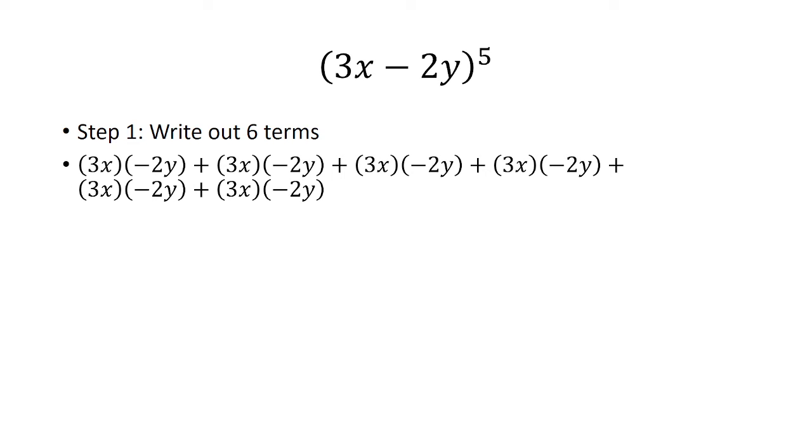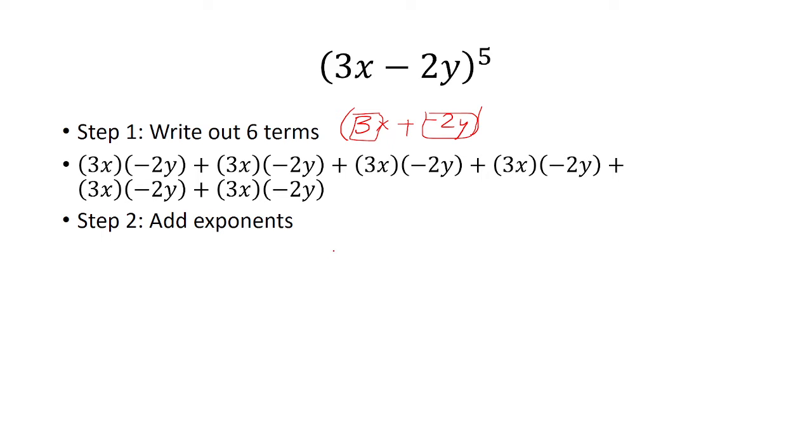And for this one, what I did was I treated 3x minus 2y as 3x plus negative 2y. So I put in parentheses the 2 terms inside the parentheses that I see here. So that would be the 3x and the negative 2y. And then I separated them with a plus.